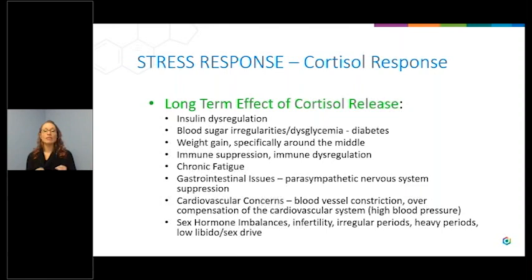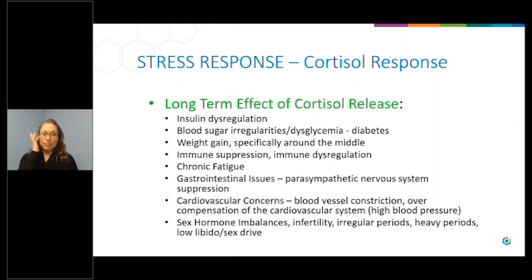Cardiovascular concerns with that blood vessel constriction, you can have increased blood pressure and overcompensation of the cardiovascular system. It's working hard, right? Like your heart rate is still trying to manage that stress. Just think about like when you are initially stressed, say that you're in a car and you're driving and somebody cuts you off, right? Like your initial response to that stress, eventually your body gets used to it, but there's still this higher demand that should not be there consistently.